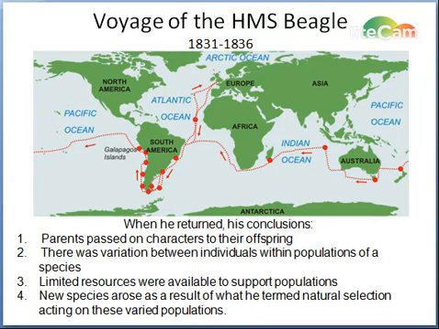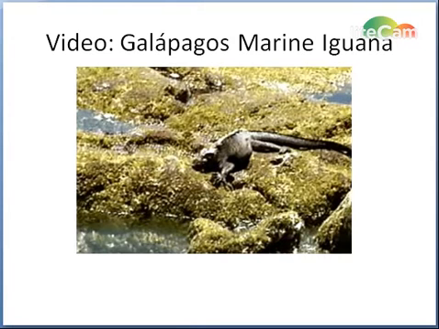His conclusions when he returned were these four: that parents pass on characters to their offspring, that there's variation between individuals within populations of a species, that there are limited resources available to support populations, and that new species arise as a result of what he termed natural selection acting on those populations. This is a short video showing a marine iguana, so this would have been typical of an observation that Darwin made.